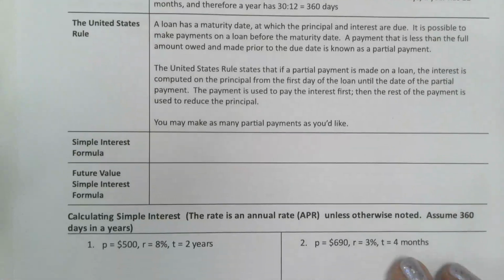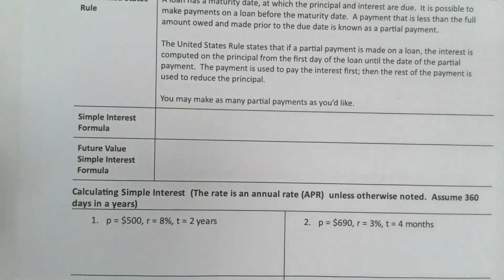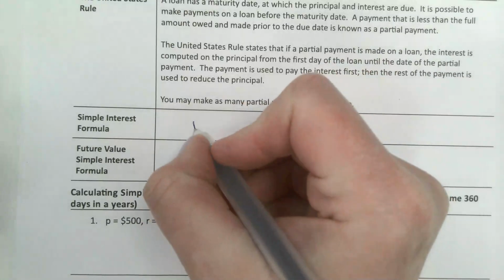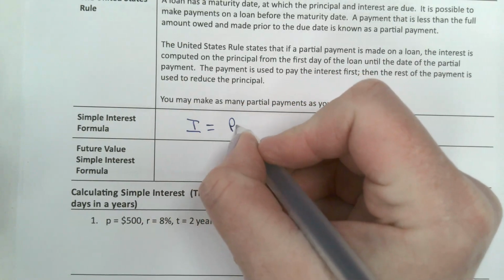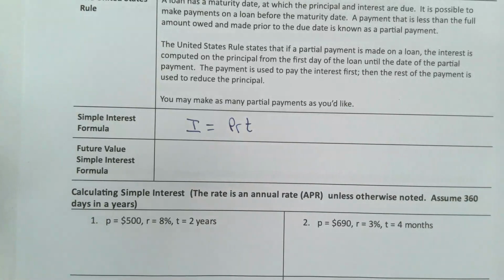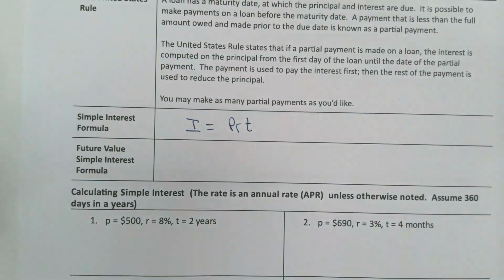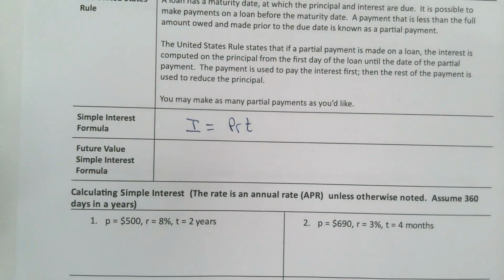So the simple interest formula that we're going to use is I equals PRT. If they read up above, they would see that I stands for interest, P stands for principal, R stands for rate, and T stands for time. This rate is always an annual rate, and this time is always time in years.